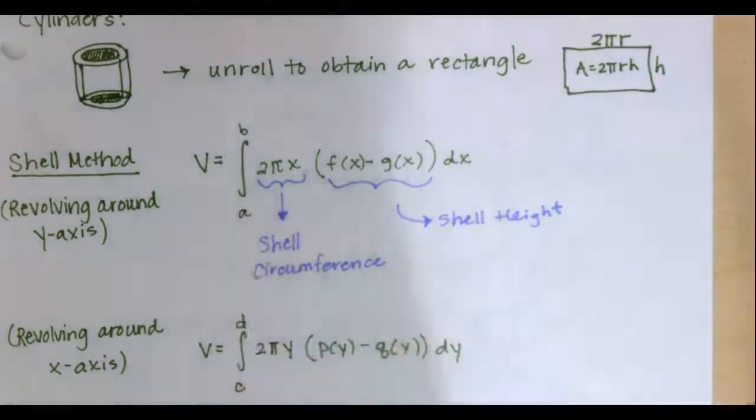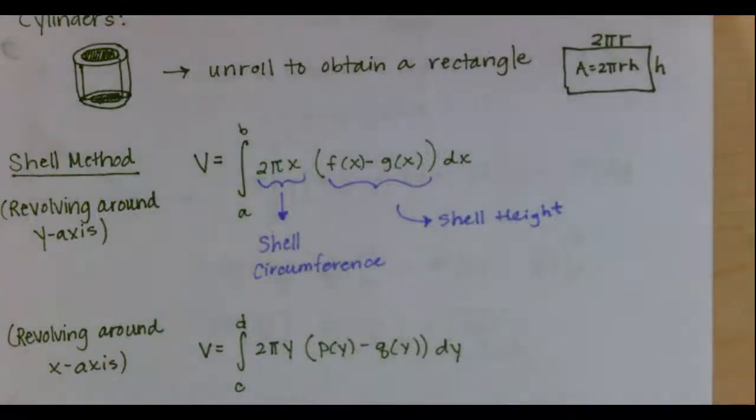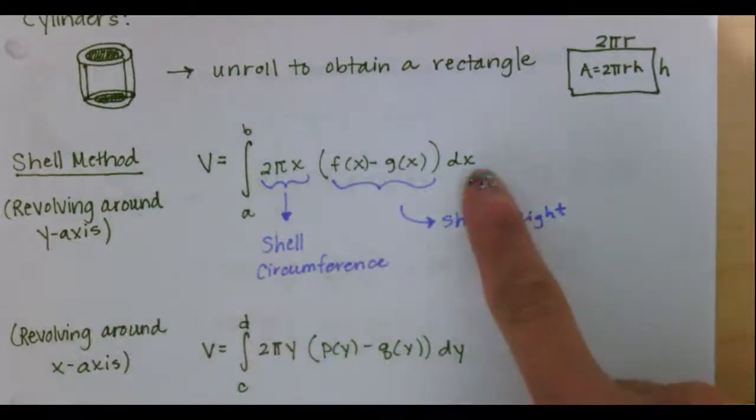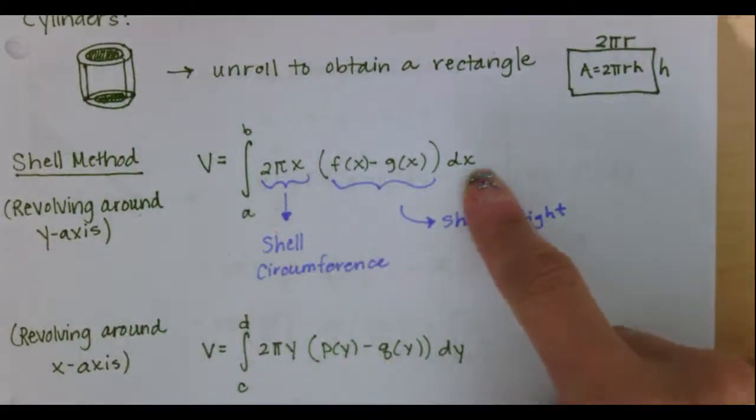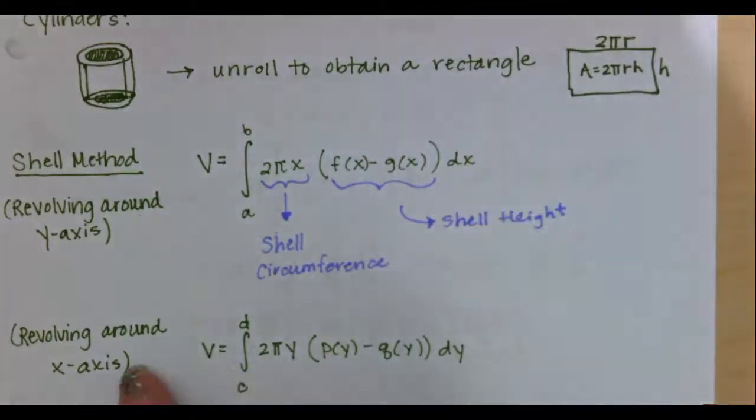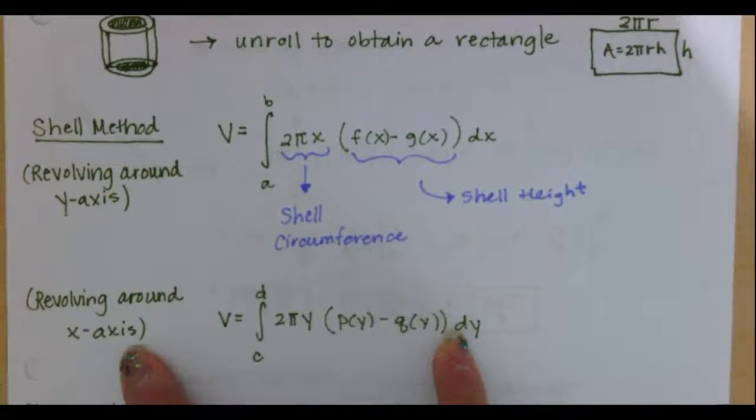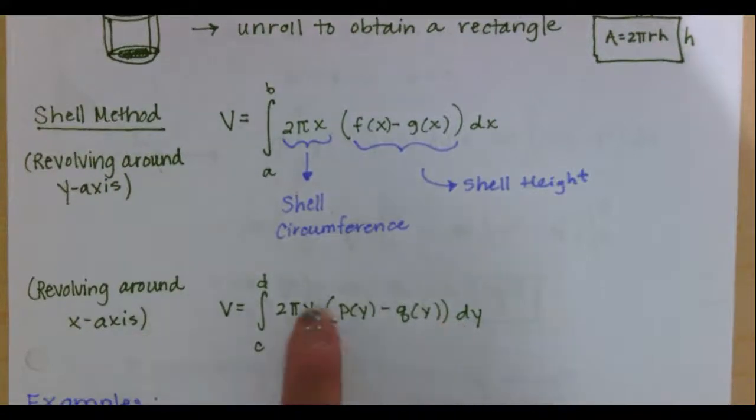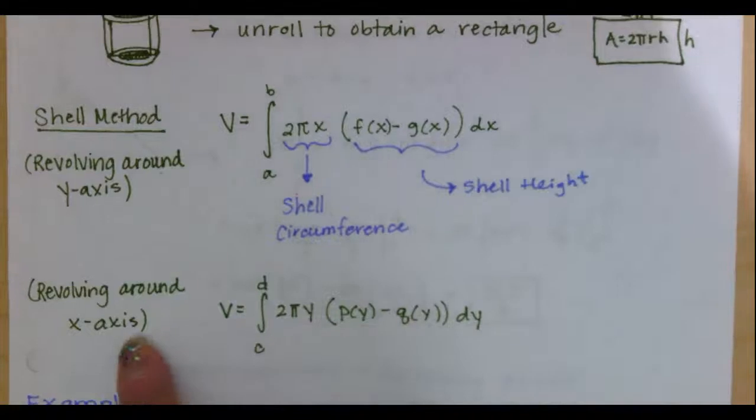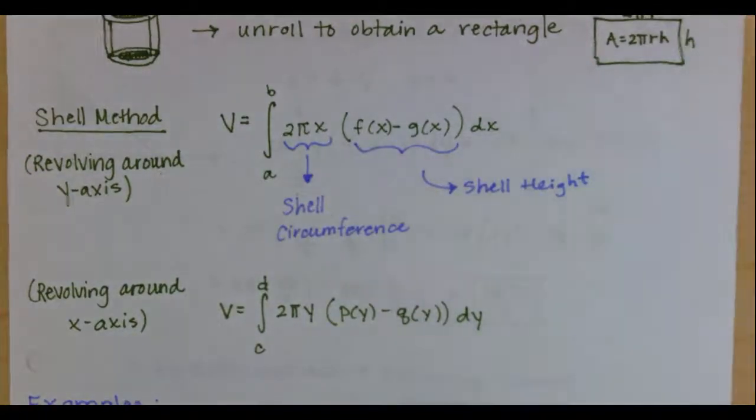The tricky thing about the shell method is the way the cylinders are set up: we are revolving around the y-axis, but then integrating with respect to x. So it is opposite of what you saw in the disc and washer methods. Same thing down here. We've got a similar formula where all of our variables are with respect to y, and we're revolving around the x-axis. All right, let's take a look at an example.